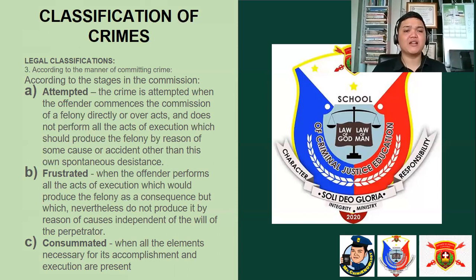When all the elements necessary for its accomplishment and execution are present. Ito naman, consummated. Nagawa niya lahat ng dapat niyang gawin, pinlano niyang gawin, at na-produce niya yung gusto niyang desired outcome ng kanyang action. Binaril niya, napatay niya. So, that is consummated.